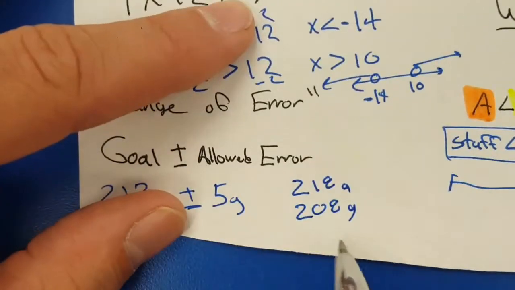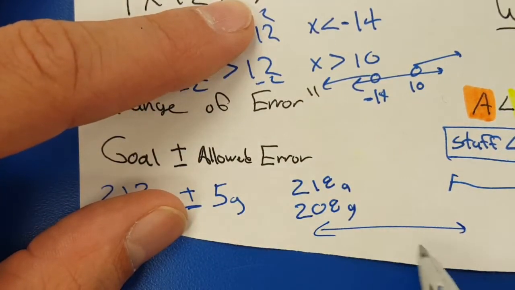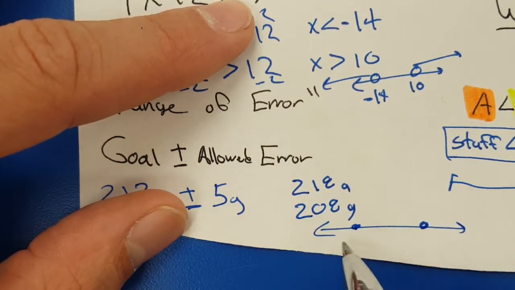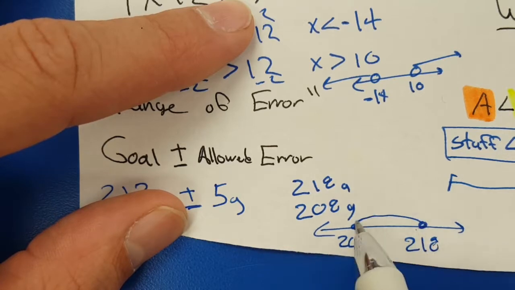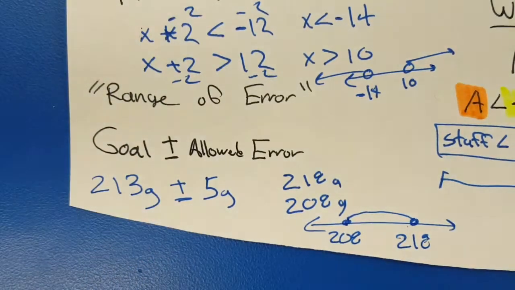I think the problem is talking about a quality control person who wants to know all of the allowed weights. Well, there's 208 and there's 218. Anything on that line would stay. Anything outside of that line would have to go back, or they just get rid of it. I'm not sure how quality control works, but anywho.